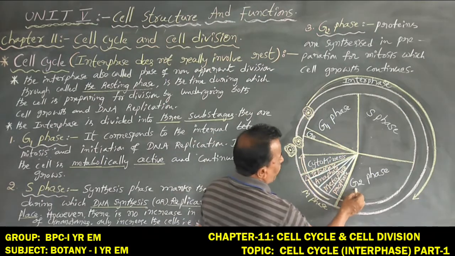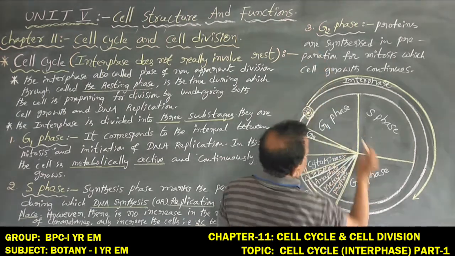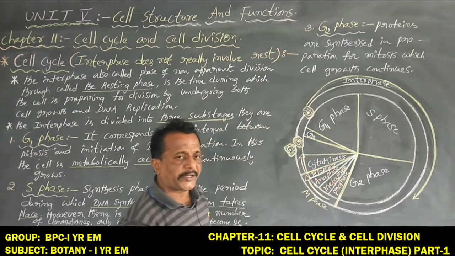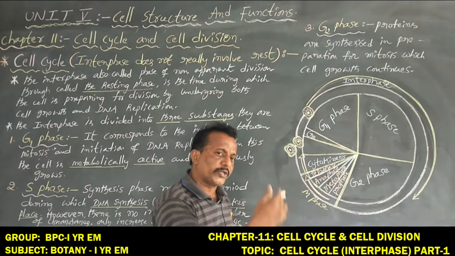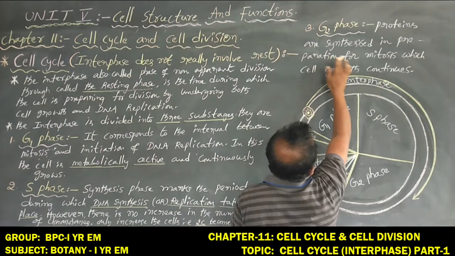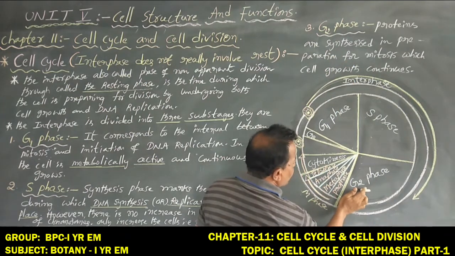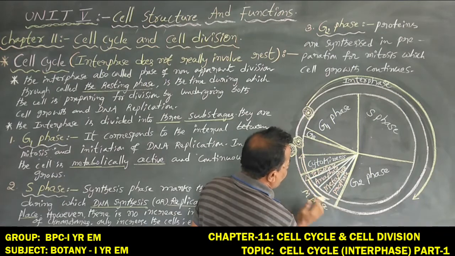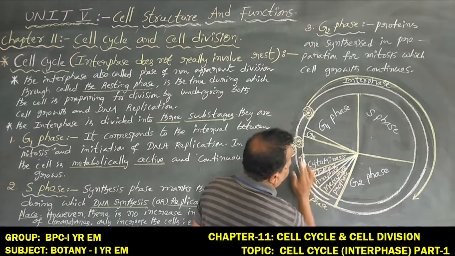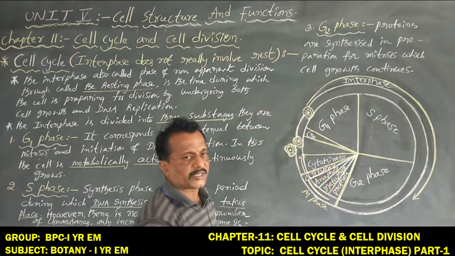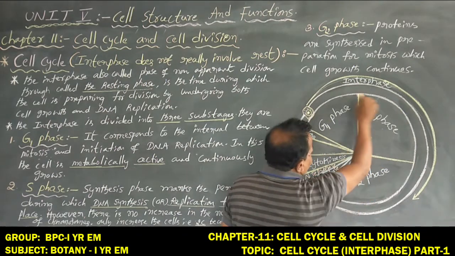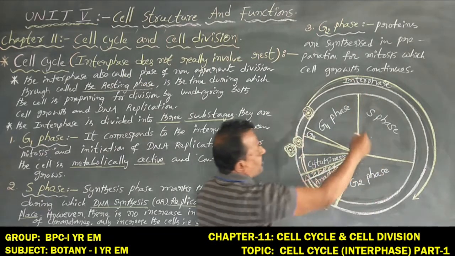And next, coming to the third phase, the G2 phase. Proteins are synthesized. In the G1 phase, the cells are metabolically active and continuously grow. In the G2 phase, proteins are synthesized in preparation for mitosis, while cell growth continues. So G1 phase, then S phase, then G2 phase: this is the well-known interphase, or resting phase.